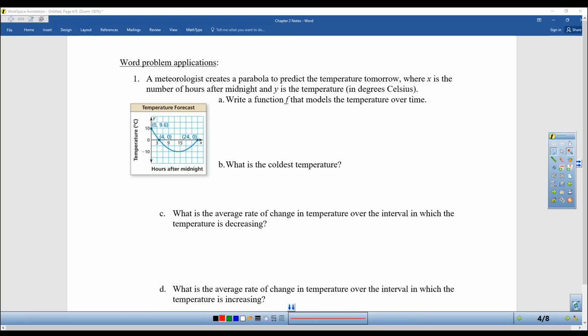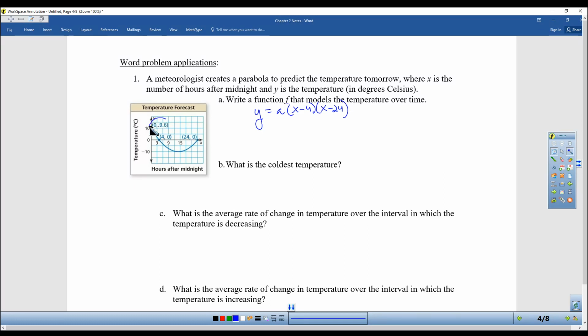So you always have to ask yourself, did it give me the vertex or did it give me the X-intercepts? You might be able to see the vertex, but it's hard to tell exactly where it is, and they didn't tell us. So I'm going to go ahead and use the X-intercepts. Y is equal to some A that I don't know times X minus 4 times X minus 24. That's where it crossed 0 degrees. So 4 hours after midnight and then 24 hours later. So back up at midnight again.